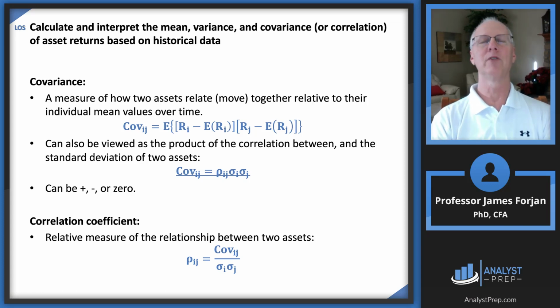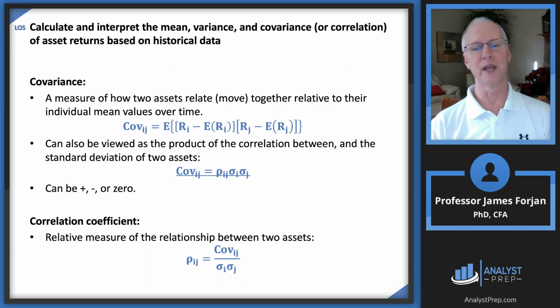So when economists or statisticians have this kind of a problem, what they do is they divide by the standard deviation. They standardize the covariance, and that's what the correlation coefficient is. So look in the bottom there, correlation coefficient, which is noted by the Greek letter rho. So correlation between asset I and asset J is the ratio of the covariance in the numerator divided by the product of the two standard deviations.